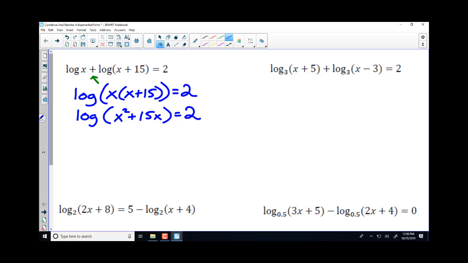Now we can't just strip away the logarithm because we don't have a logarithm equals a logarithm. We have a logarithm equals a number. So we have to rewrite this in exponential form. Now even though you can't see it there, the base on this is 10. So we rewrite this as the base to the exponent, which is the number on the other side, 2, equals x squared plus 15x. Now we're not there yet because we have a quadratic and we have to set the quadratic equal to 0. So 10 squared is 100. So what I will do is I will subtract 100 from both sides.